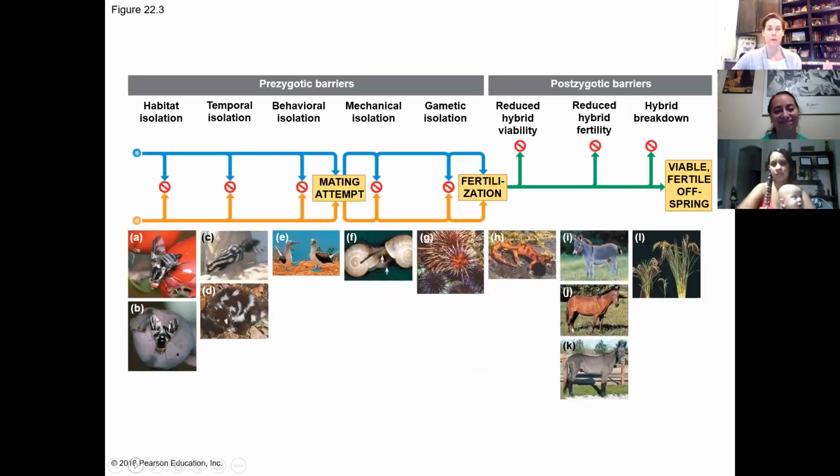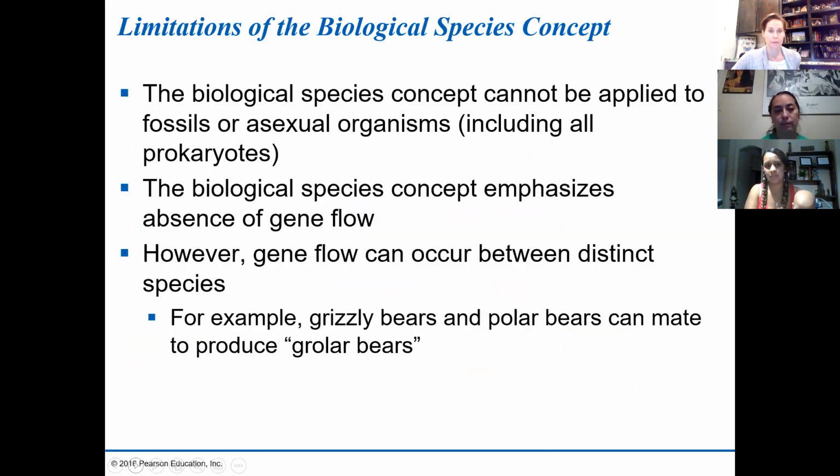So pre-zygotic barriers, mating either can't happen, or mating does happen, but fertilization does not. Post-zygotic barriers are when mating can occur, but the viability and fertility of the offspring is way puny.